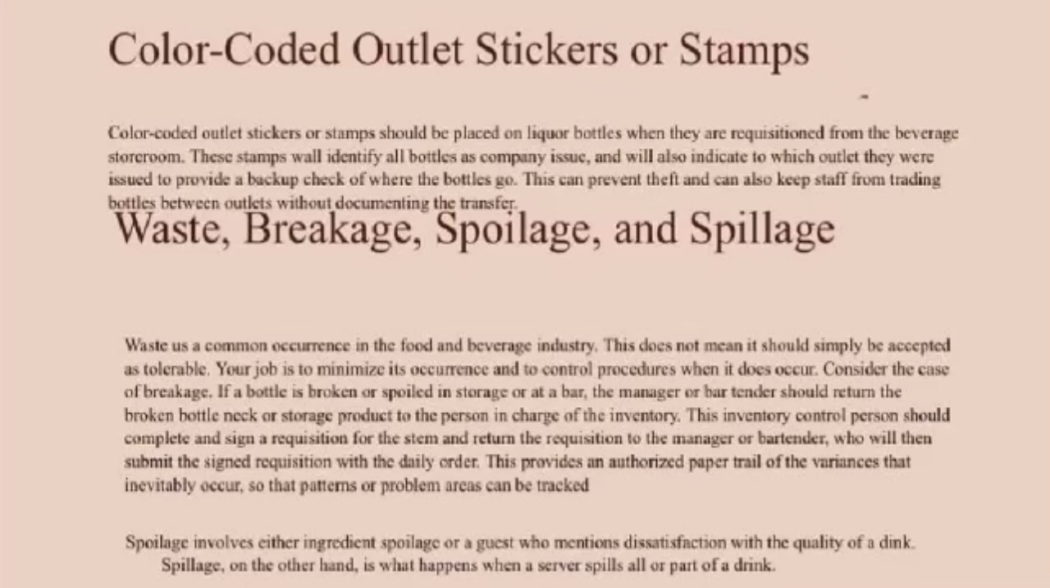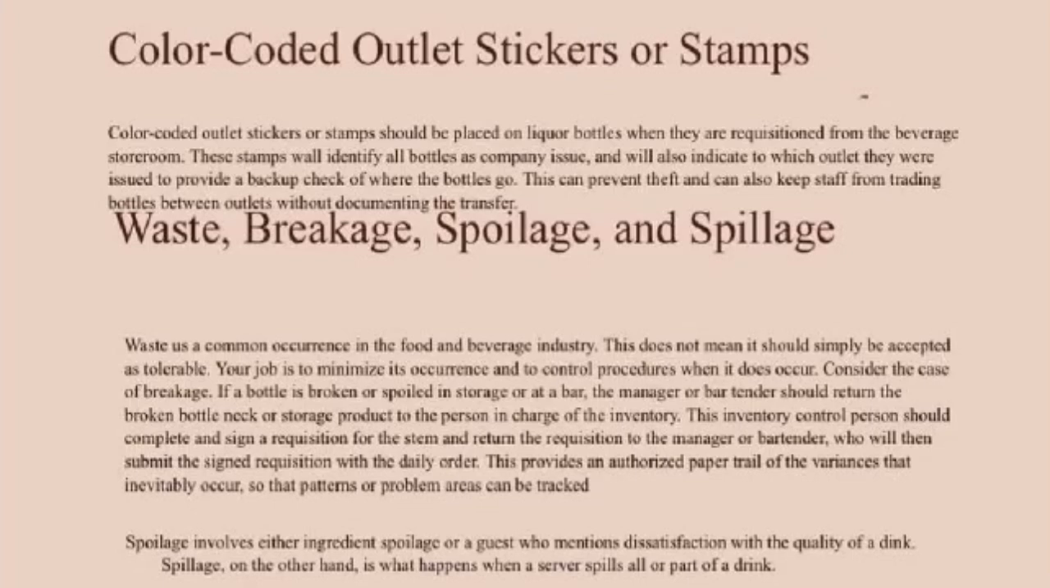Spoilage involves either ingredient spoilage or a guest who mentions dissatisfaction with the quality of a drink. Spillage, on the other hand, is what happens when a server spills all or part of a drink. So, waste: the goal is to minimize waste and control procedure when it does occur. The document does not detail specific waste reduction strategy but emphasizes control.